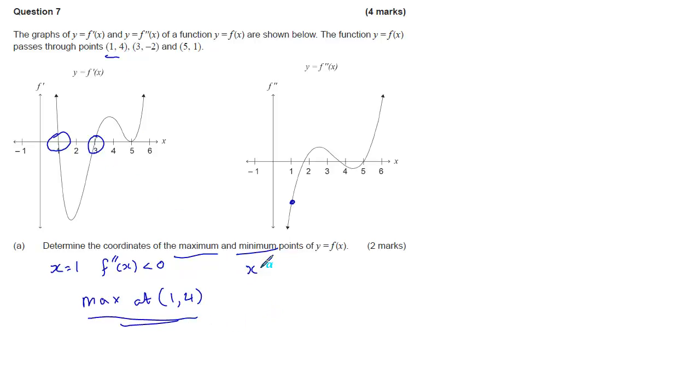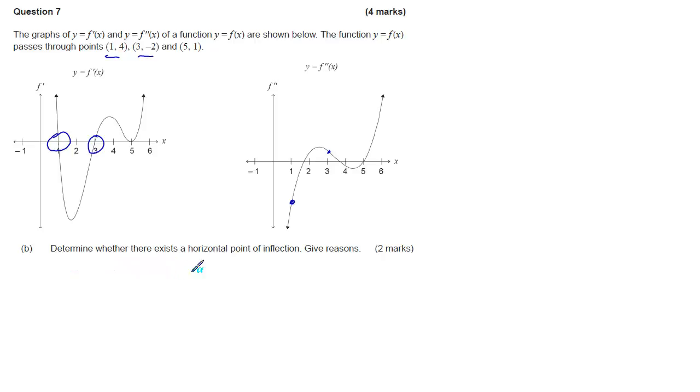When x equals 3, the second derivative is positive. It's above the x-axis. So the second derivative being positive indicates a minimum. And when x is 3, we can see that our original curve goes through (3, -2). So that's at (3, -2).